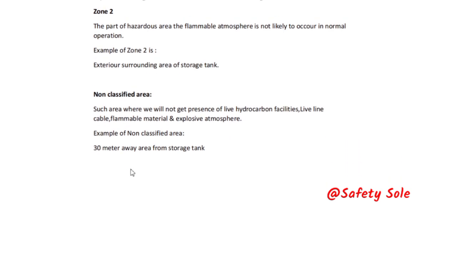Zone 2, the part of the hazardous area where the flammable atmosphere is not likely to occur in normal operation. Example of zone 2: exterior surrounding area of a storage tank.